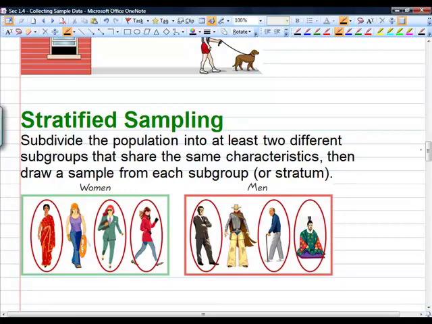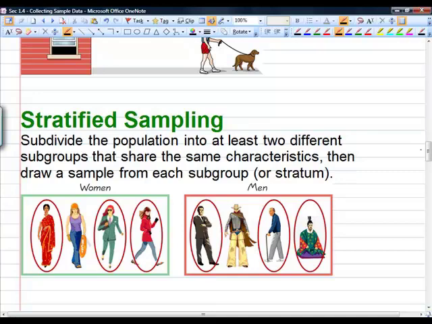Stratified sampling is easy to get confused with the next one, which is cluster sampling. So let me try and explain it. In stratified sampling, we subdivide the population into at least two different subgroups. The most common would be dividing by sex, male versus female. I've also seen situations where we divide by age, like if you're talking about driving or insurance accidents, auto accidents.